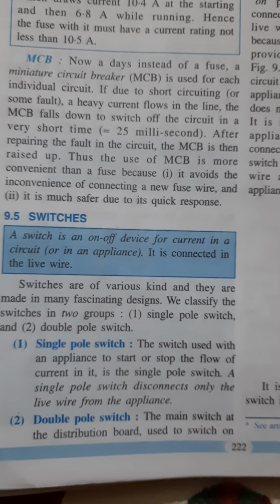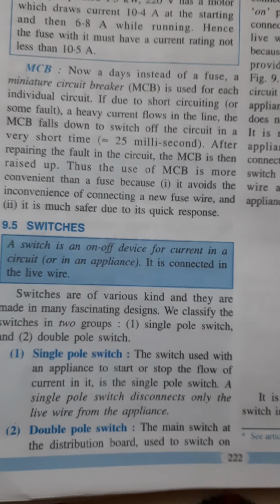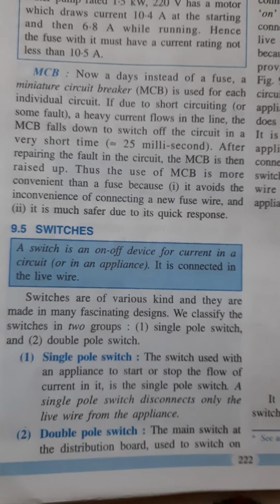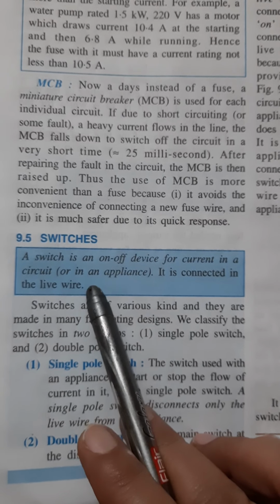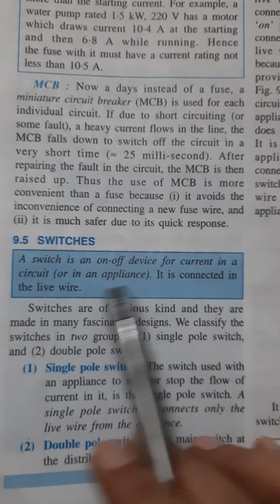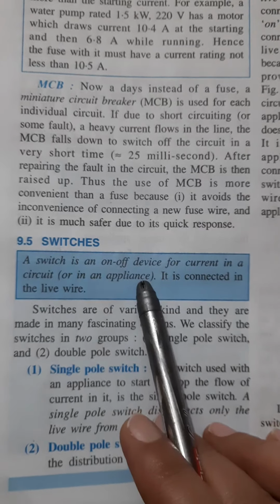Hello student, now we'll continue the chapter household circuit with the topic switch. What is a switch? A switch is an on or off device for current in a circuit or in an appliance. It is connected in the live wire. So, two things regarding a switch.